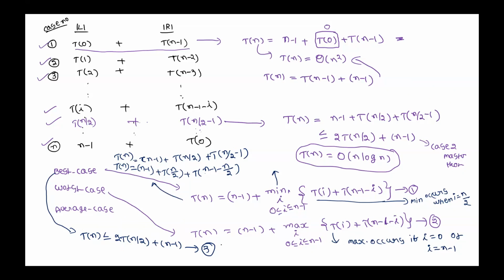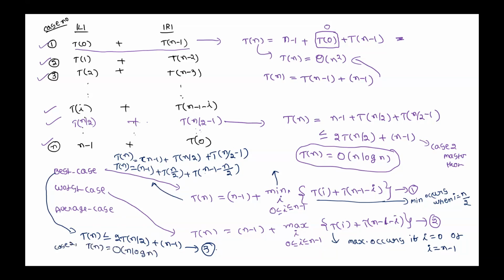What is the answer in this case? What is the order of growth? Which case of the master theorem is applicable here? Second case. By case 2 of the master theorem, can we say that it is big O of n log n?